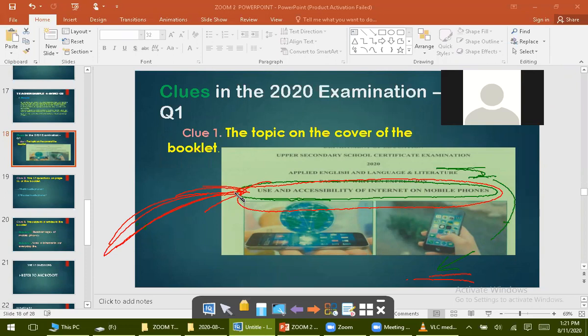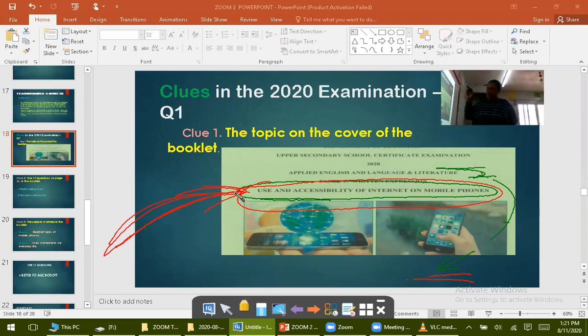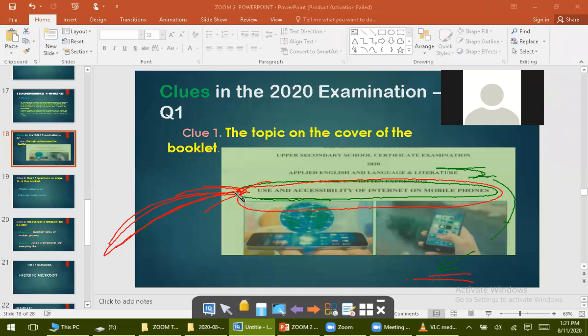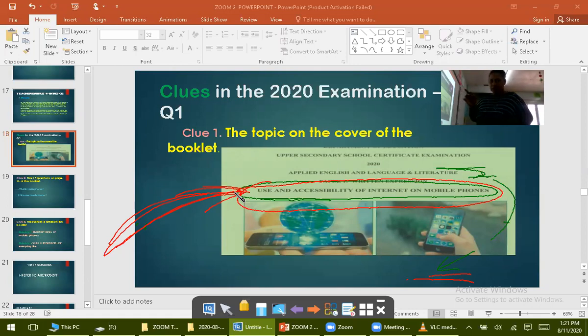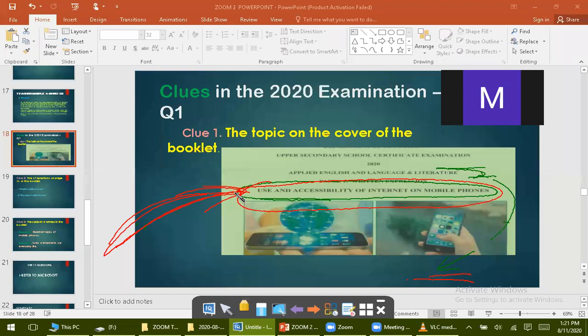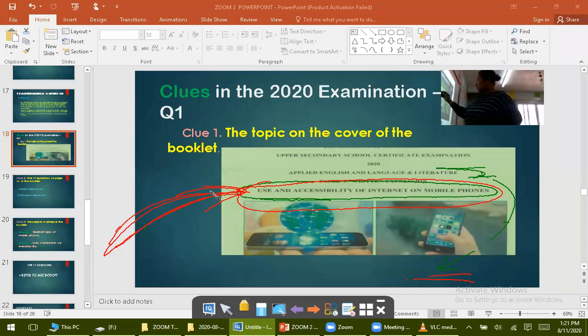Okay, so we are looking at the cover of the booklet and trying to use this as one of those clues. There are 3 clues that I identified from here. One is this one, use and accessibility of internet on mobile phones. Would they be talking about your parents' access to internet on mobile phones? Not really. Your parents do not have any issue with access to internet in their workplace. They will use the internet. So whom are they referring to?